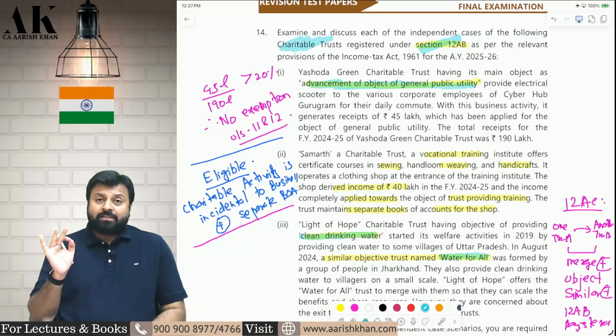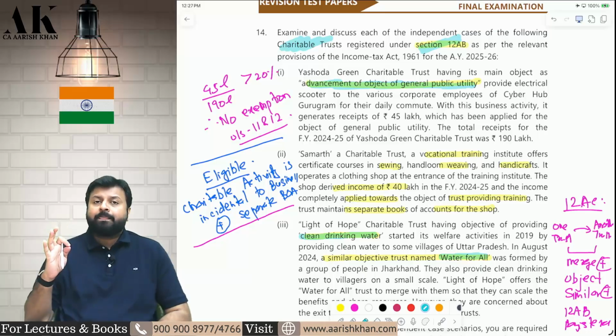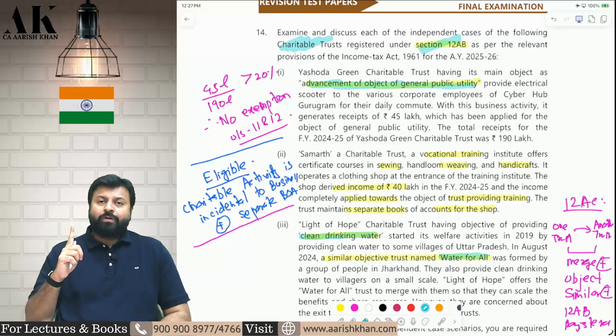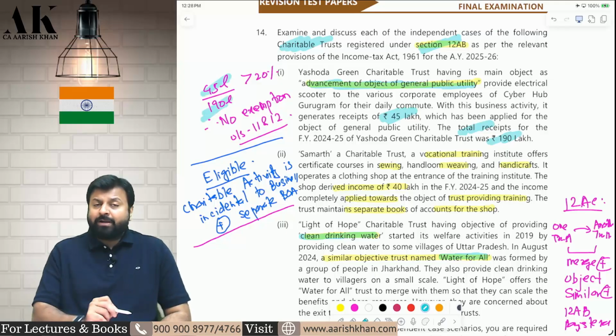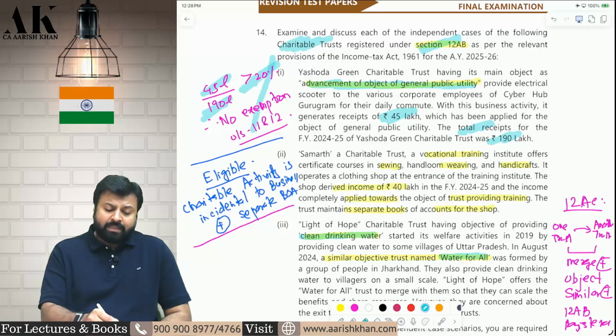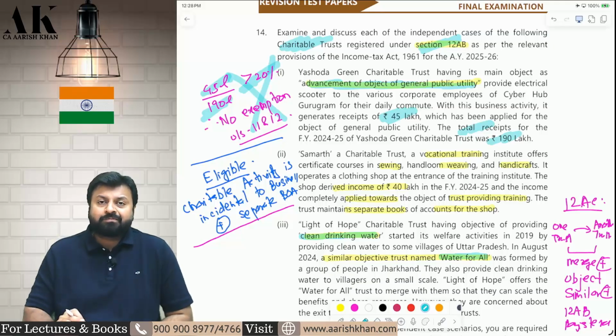If you are a charitable trust which is registered as advancement of any other object of general public utility, then you can claim exemption only if your commercial receipt is up to 20% of total receipts. Now, in this case, the commercial receipt is 45 lakhs and the total receipts of the trust is 190 lakhs. Therefore, the commercial receipts divided by total receipts, 45 lakhs divided by 190 lakhs, is greater than 20%. Therefore, the trust will not be eligible for exemption in this case. I hope it is clear to all of you.